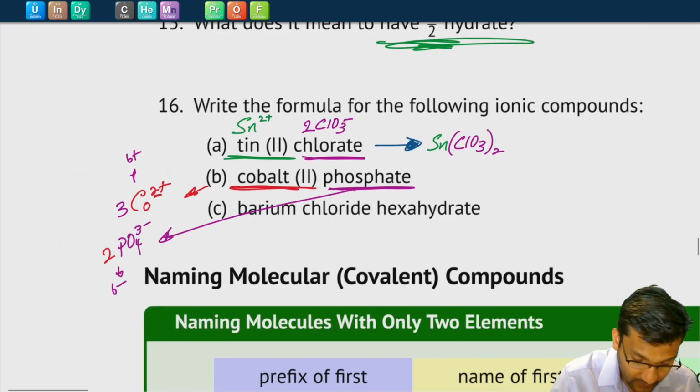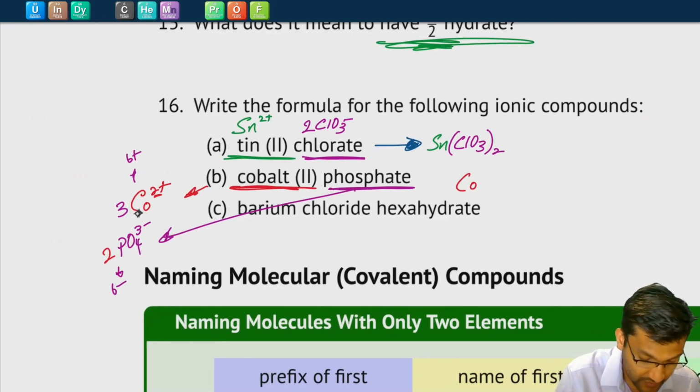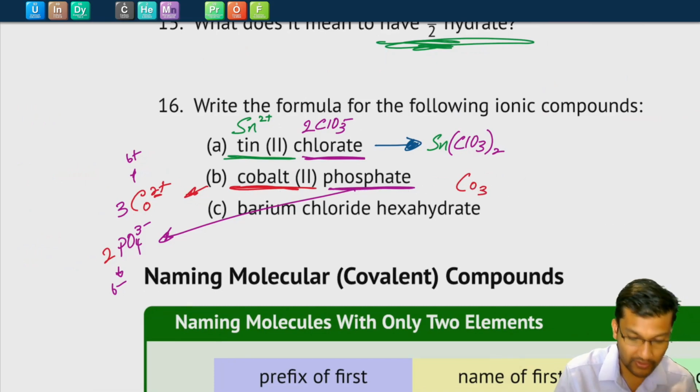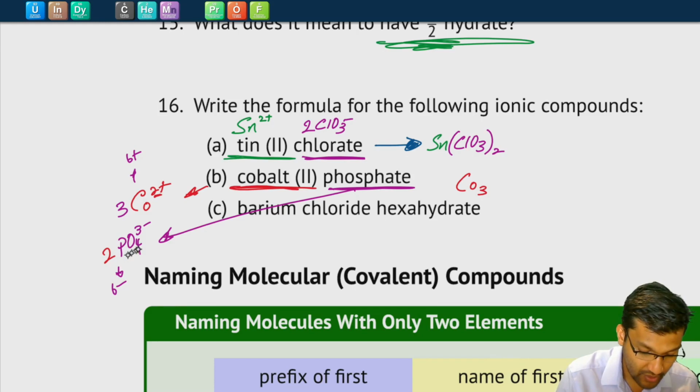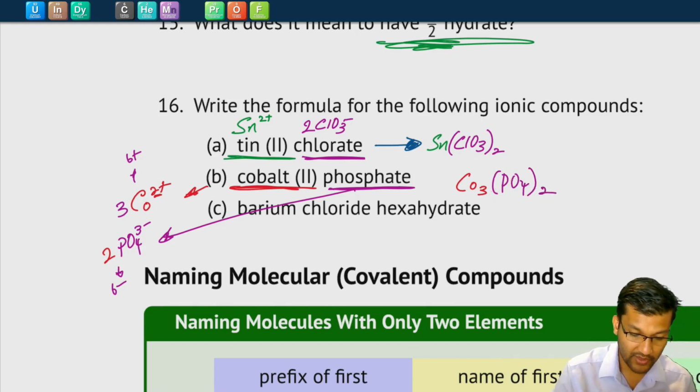So how do we write it? Well, let's see. Cobalt, we need 3 of them. It's only one element, so we can put the 3 right here. We don't need parentheses. PO4 3 minus. We don't put the charges. And we need 2 of them. And there we go. Cobalt phosphate.